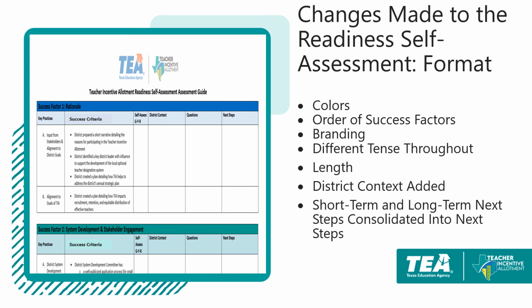There were also some formatting changes regarding the length. The reason this document is a little bit longer is because we provided more clarity in each of the success criteria. Another important change to note is that we consolidated what was short-term and long-term goals, and we just put next steps. The reason we wanted to make this change is so that districts have very clear next steps that they feel are manageable to accomplish in each of the key practices.